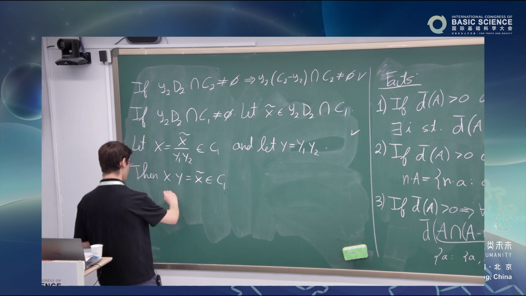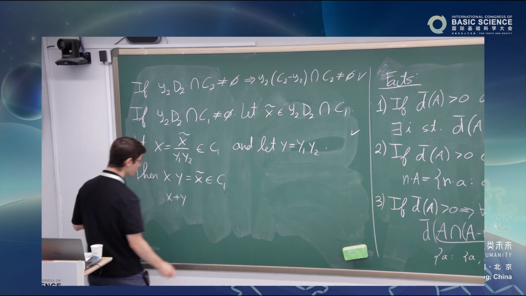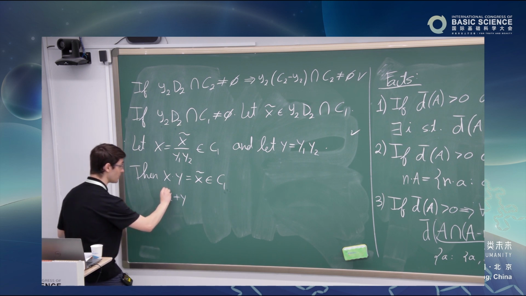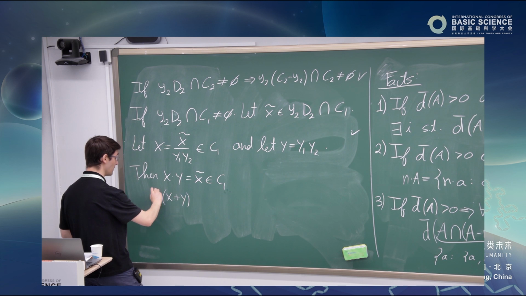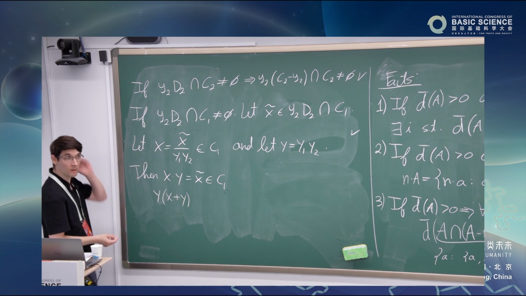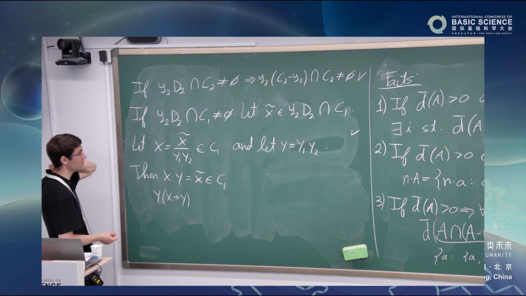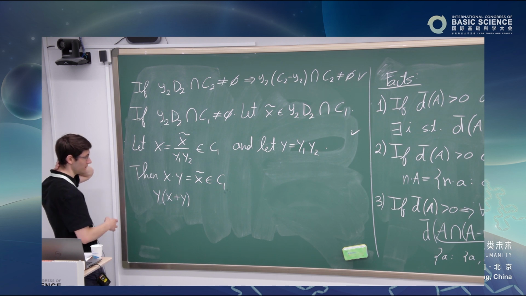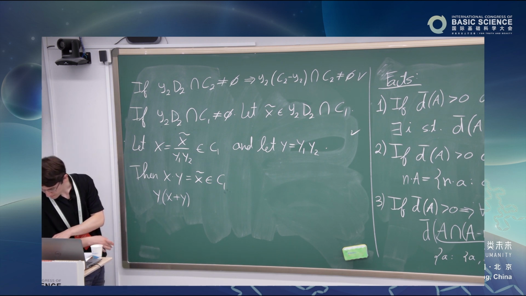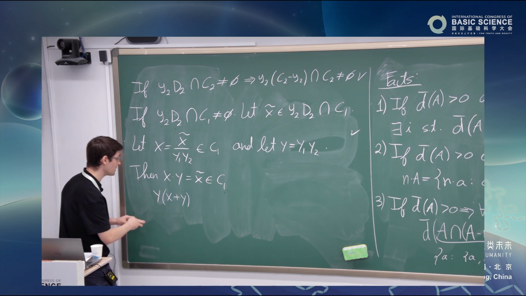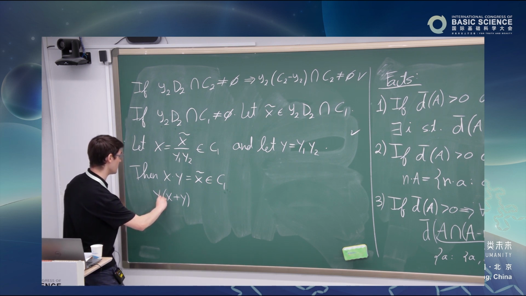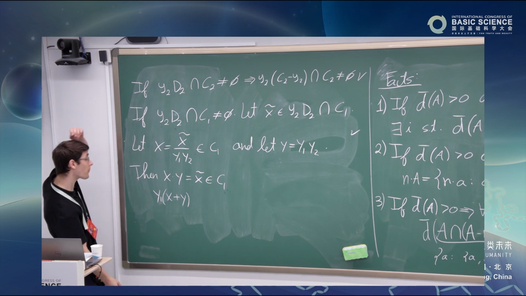Now we need x plus y. Okay, so what's happening to x plus y? This is a bit difficult to analyze directly, so let's multiply this by y again. Let's see what happens. Actually, let's multiply it not by y, just by y1. Okay, let's see what happens.